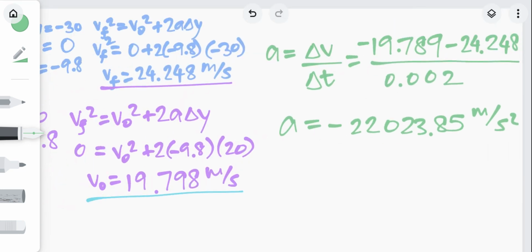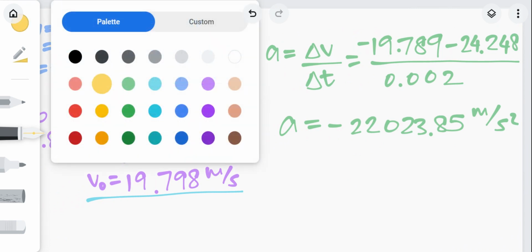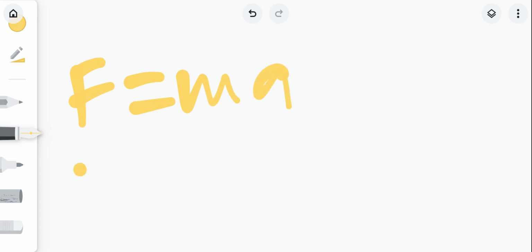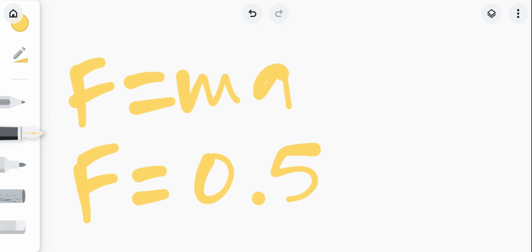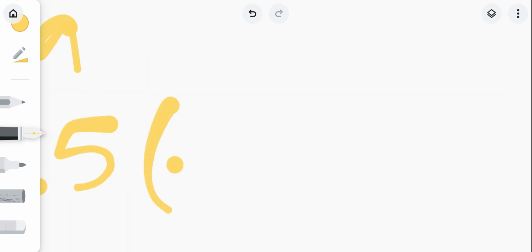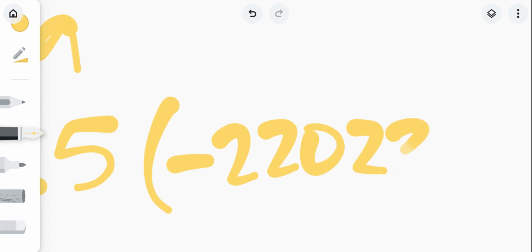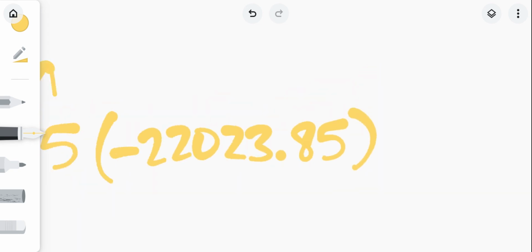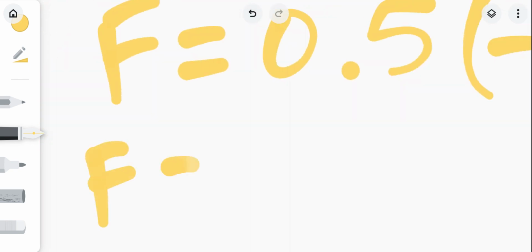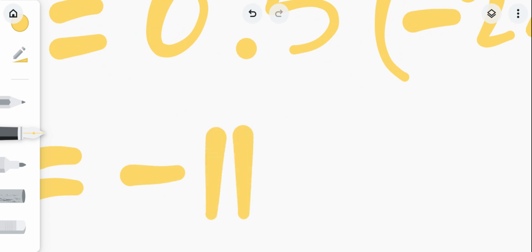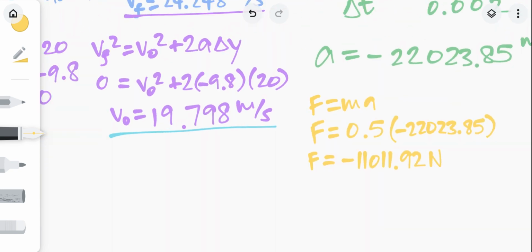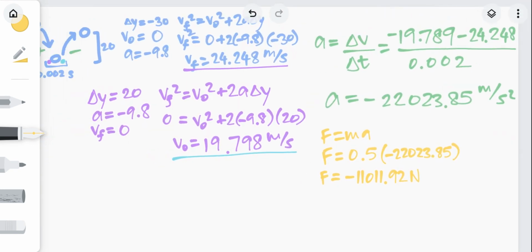Now, if you go back to the question, it's asking for the average force. How do we find force? Newton's second law. F equals ma. Force equals the mass of the ball, which is 0.5 kilograms, times the acceleration. This gives you negative 11,011.92 newtons. And you could have also gotten a positive number there and there if you had a different frame of reference.